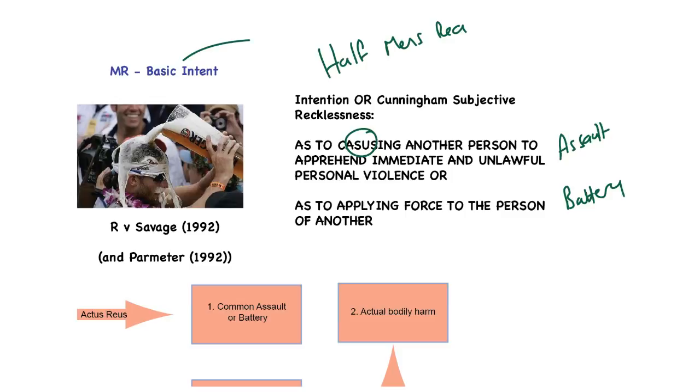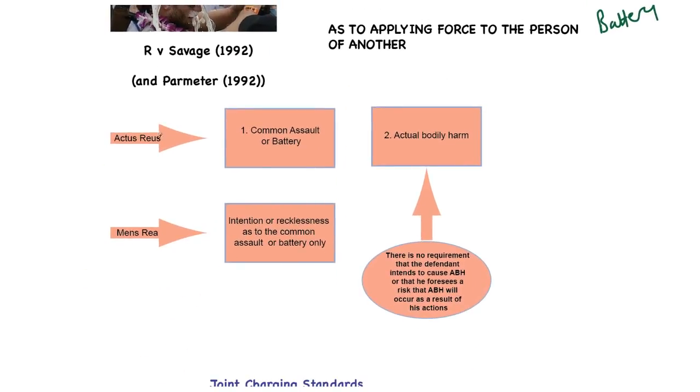The House of Lords dismissed the appeal, holding that the mens rea of section 47 required intention or subjective recklessness in relation to the common assault or battery only. There was no requirement of intention or foresight in respect of the injury caused by the assault or battery. What that means is the actus reus for ABH is either common assault or battery that leads to actual bodily harm. The mens rea is only the intention or recklessness to commit the common assault or battery. There is no requirement that the defendant intends to cause ABH or that he foresees a risk that ABH will occur as a result of his actions.